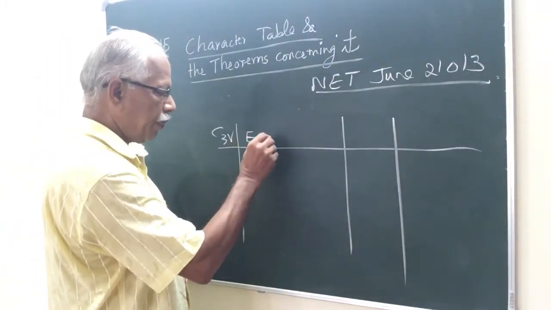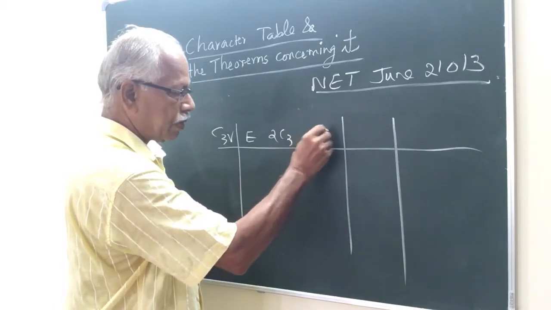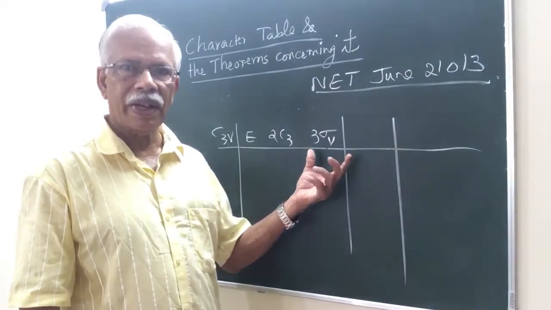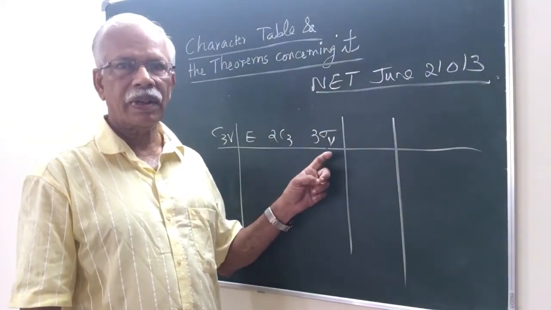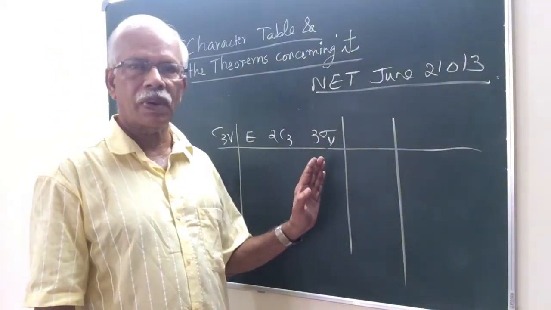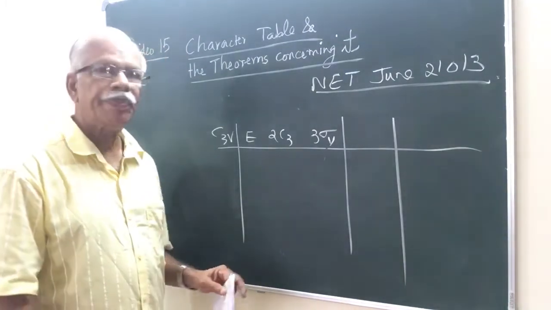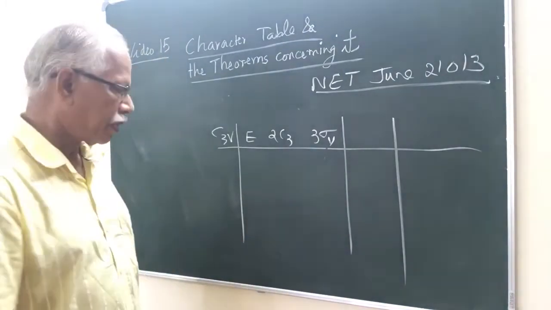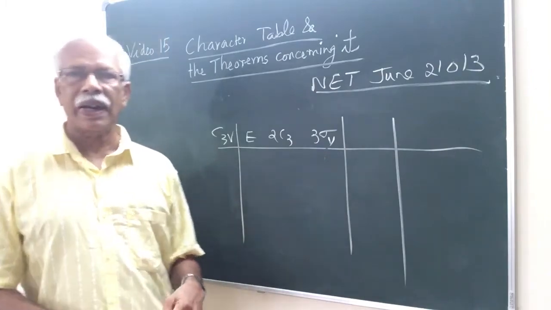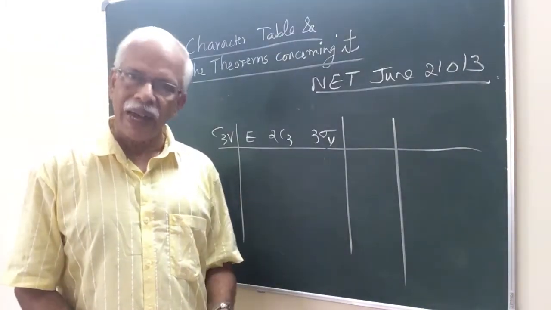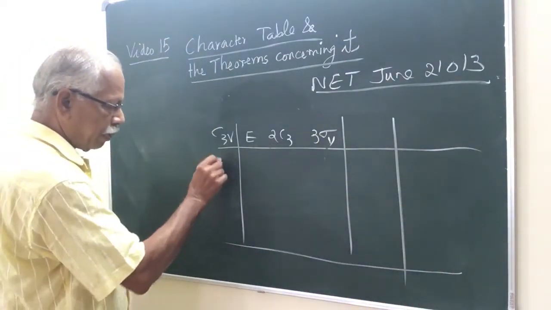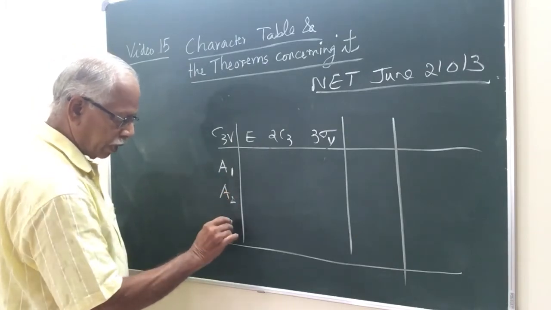For example, identity, 2C3 and 3 sigma v. This means sigma v, sigma v dash, sigma v double dash. All these are mutually conjugate and they have the same character. So you need allot only one column, just one entry, for all operations of a class. And there is a rule: a character table will contain as many irreps as there are classes. Because there are 3 classes, there will be 3 irreducible representations. Mulliken's notations are A1, A2 and E.